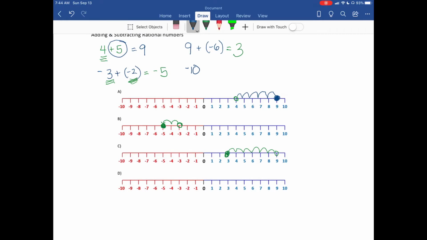And how about one more? If we've got negative 10 plus 3, that would tell us to start at negative 10. So that's 10 to the left of 0. And then if we add 1, 2, 3 to it, that takes us to negative 7. So let's look and see if we can find some similarities with some of these.